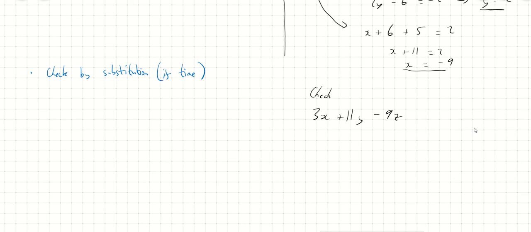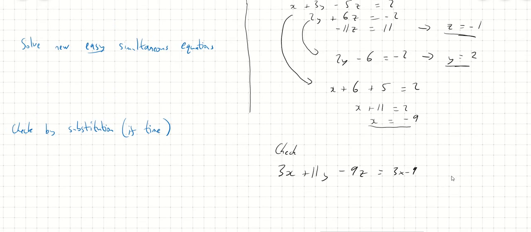Check by substitution. Well, x was minus 9, y was 2, and z was minus 1. This is minus 27 plus 22 plus 9, which is plus 4, which is correct. So it does indeed seem like we probably got the correct answer.